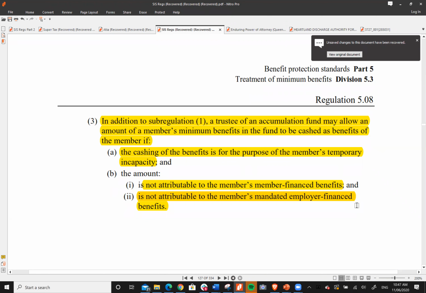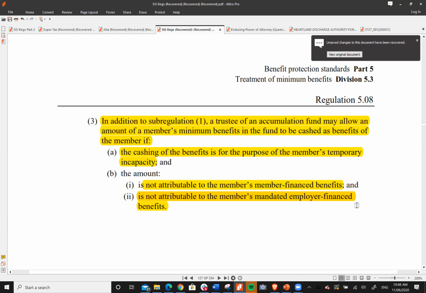They can't be used for any benefit unless we made a cashing, and they can't be used for temporary incapacity. Any other amount that's going into my account can be drawn upon for temporary incapacity. That would be, for example, salary sacrifice above SGC, and obviously earnings. It's nice to know that if you are talking to clients about salary sacrificing, as opposed to getting a distribution and then making a contribution into the fund.